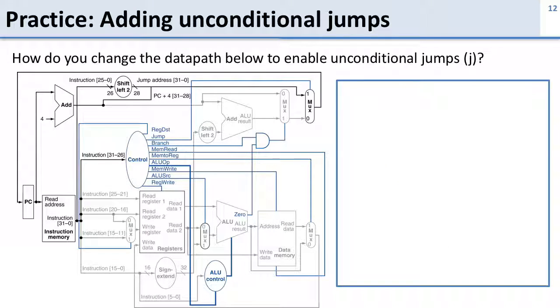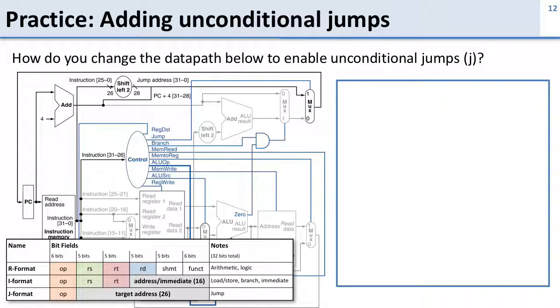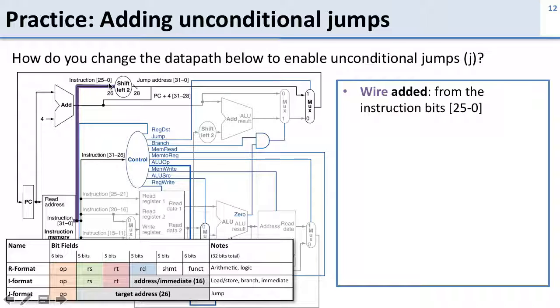All right, so here's our new data path, and let's take a look at what we added. Here are instructions, and remember, we're going to do a J format instruction here. We've got an opcode and a large target address. So for the wire, we need to get the address bits from the instruction bits. So here's our instruction. We have to add a wire, which takes some of the instruction bits. You can see it's 25 to 0.